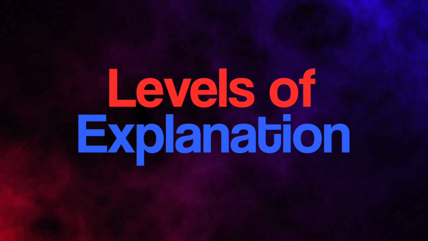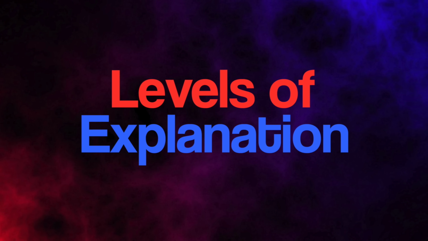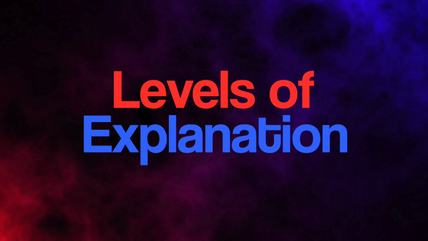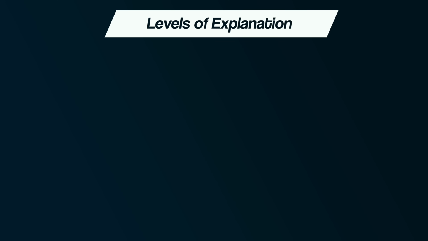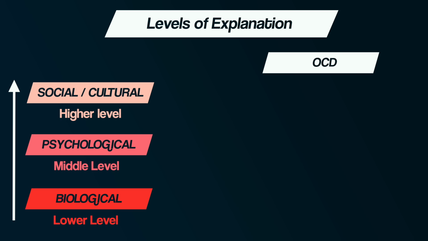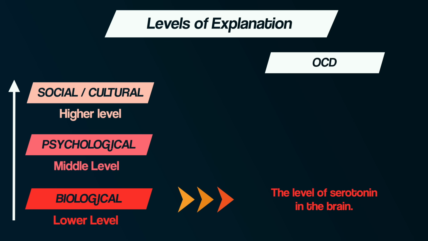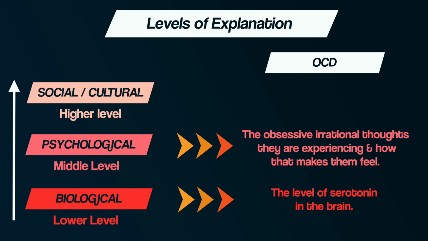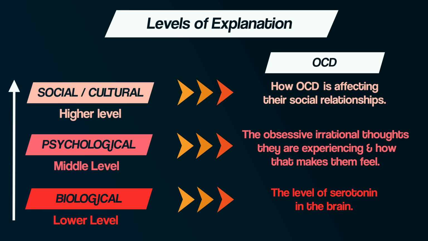An important concept in this debate is levels of explanation, which refers to the different ways behaviour can be explained. Reductionism can be viewed as a hierarchy, moving from the lowest, most basic biological level through to a broader middle psychological level and then to a wider sociological level. For example, take OCD. At the lower biological level, we could explore the level of serotonin in the brain. At the middle psychological level, we could consider the obsessive, irrational thoughts they are experiencing and how that makes them feel. At the higher cultural and social level, we could consider how OCD is affecting their social relationships.